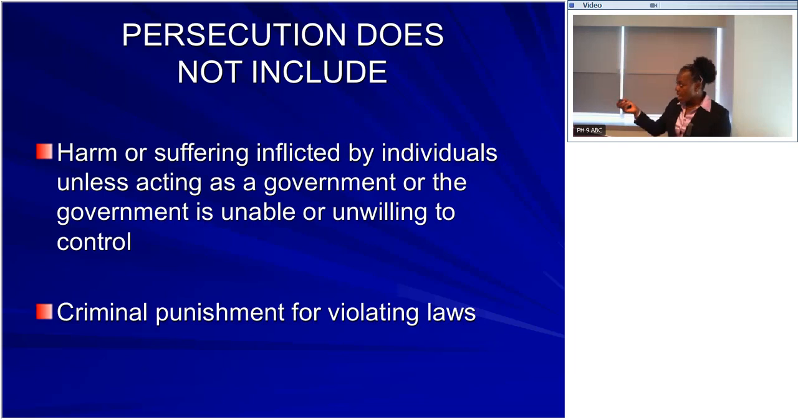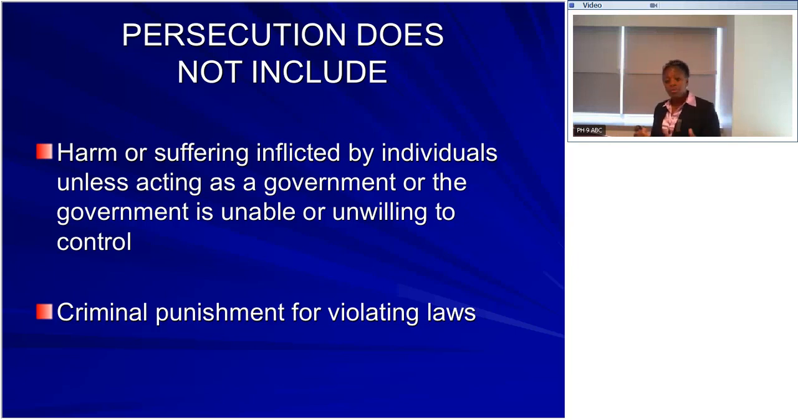So again, persecution doesn't include harm or suffering inflicted by individuals unless acting as a government or the government is unable or unwilling to provide protection. So there must be some government involvement here. They don't have to be the persecutors, but if you can demonstrate that you are being persecuted by an individual and the government is unable or unwilling to provide you with protection, then you may be able to establish that you should be provided protection in the United States.